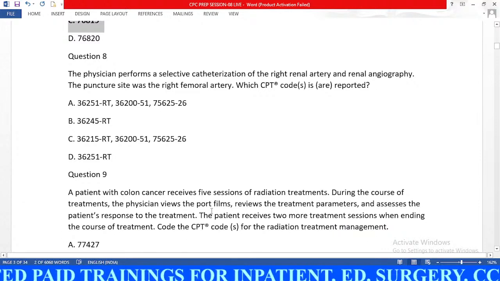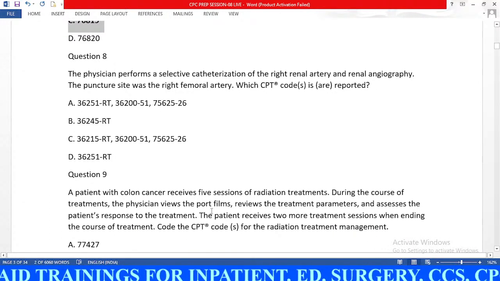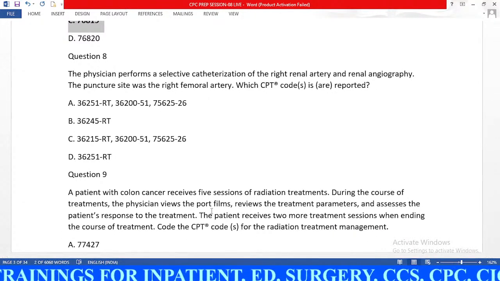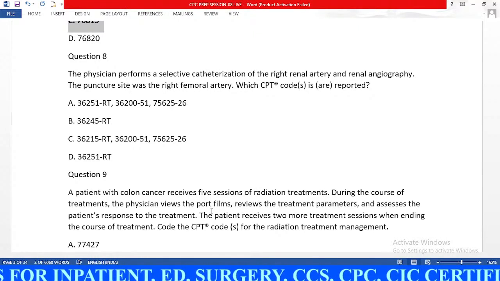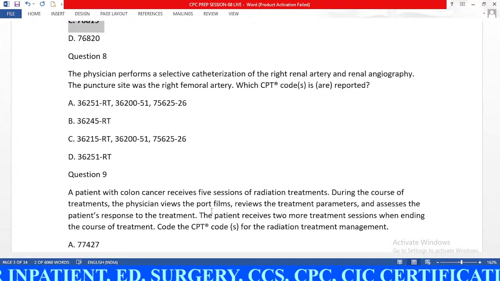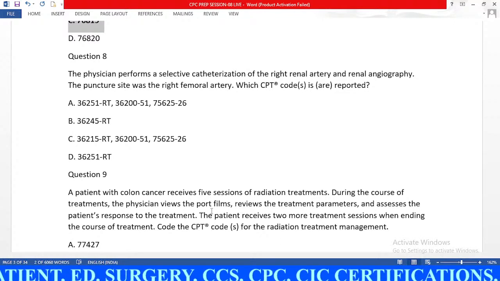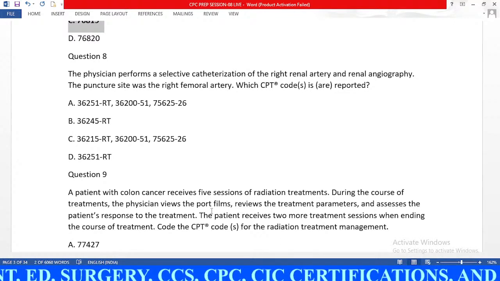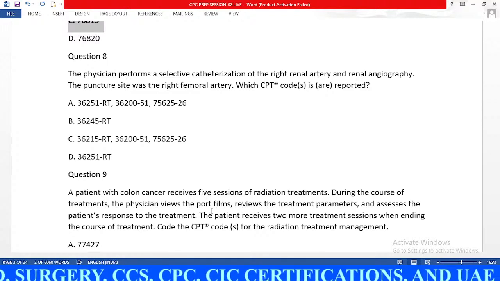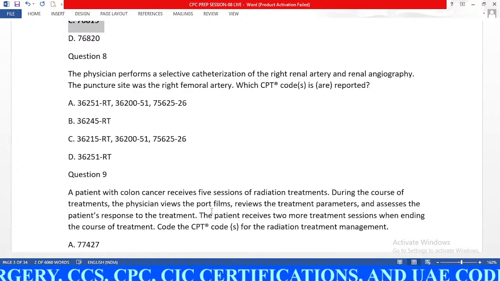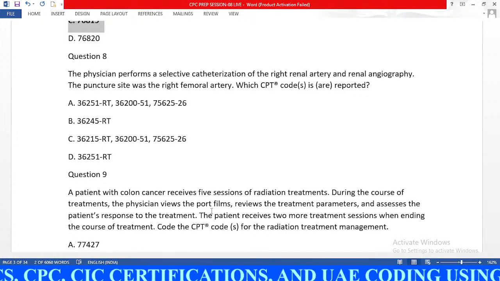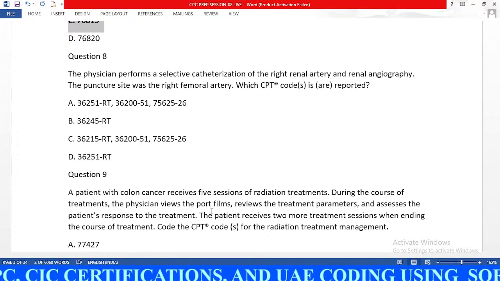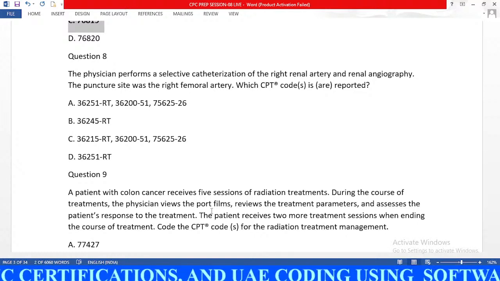So we will check one more question. Question 8. The physician performs a selective catheterization of the right renal artery and renal angiography. The puncture site was the right femoral artery. Which CPT code is reported? 36251, 36245, 36215, 36251. As I have mentioned previously, a few tricks, you need to remember those tricks and write this answer.